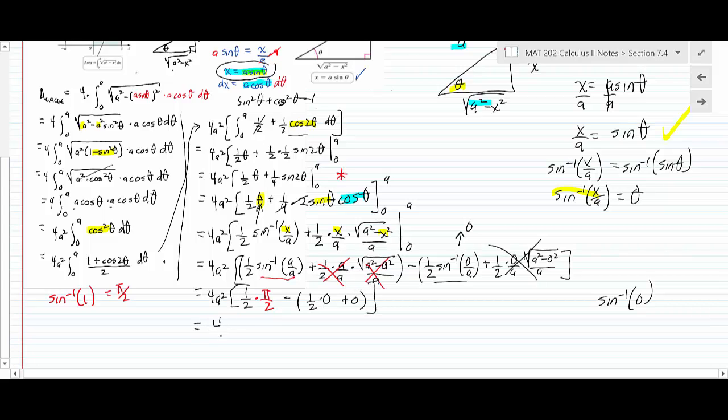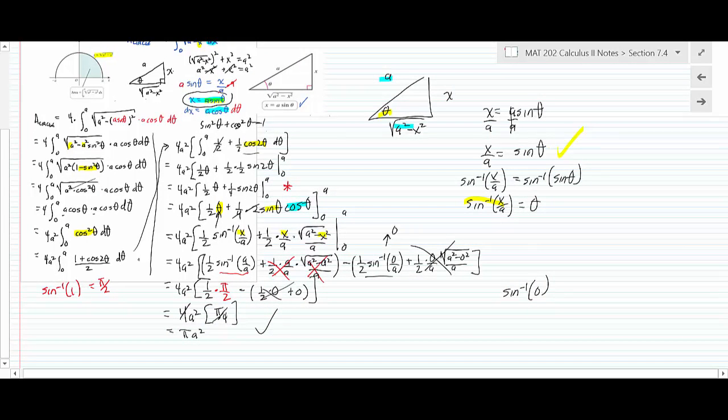So it looks like what we have is 4a squared times pi over 4, and then the 4's cross out. So we got pi a squared. Hallelujah. I was afraid I'd make a mistake on that one. That is a lot going on there.